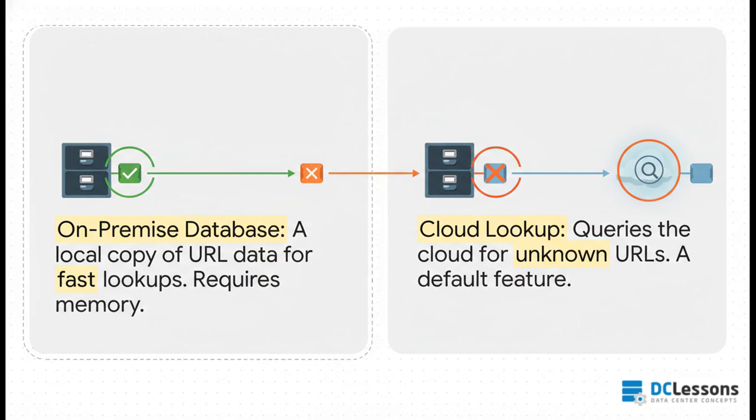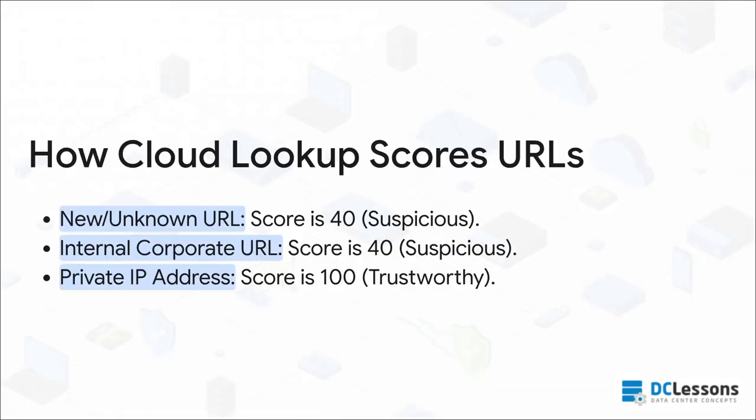But what about all those new or obscure websites? Well, that's where the cloud lookup comes in. If a URL isn't in the local cache, the router just queries the master database in the cloud. So you get the best of both worlds, super low latency decisions for most of your traffic, with the massive knowledge of the cloud as a fallback. And this is where the system's security-first thinking really shines. When it comes across something it doesn't know, it defaults to being cautious.